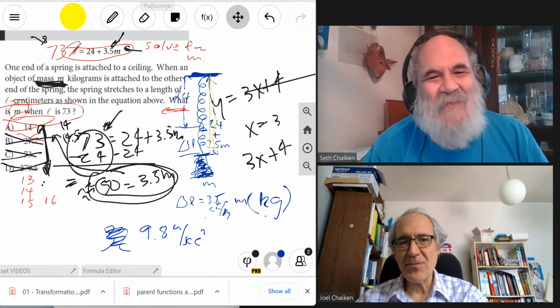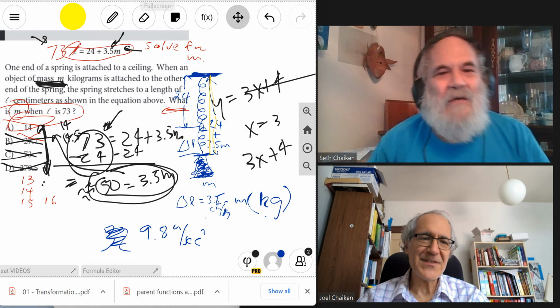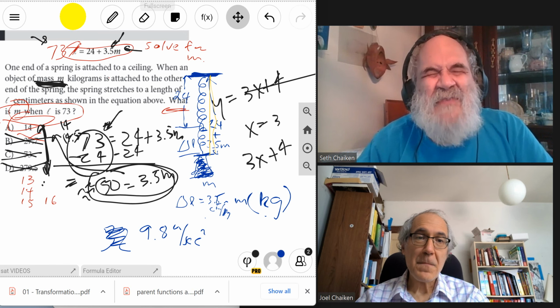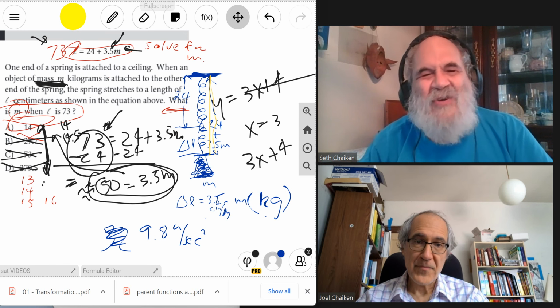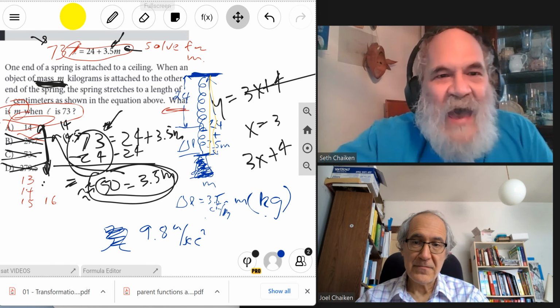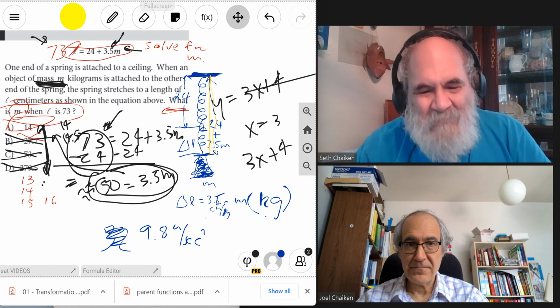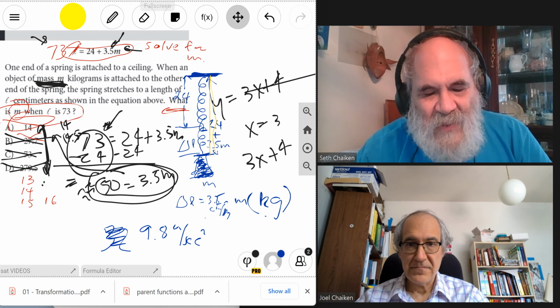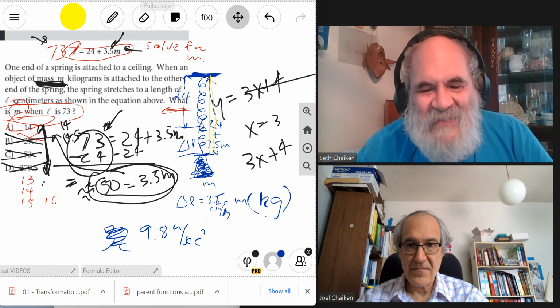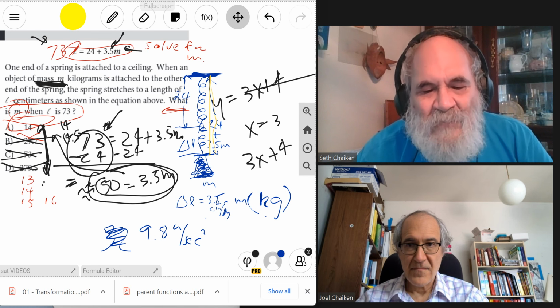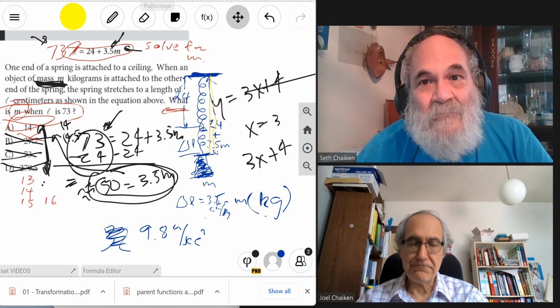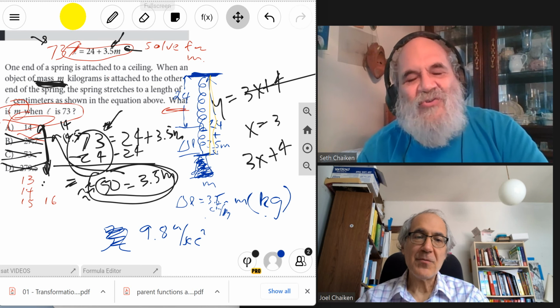But to get back to it, forgetting the physics for a moment: the physics is that for a so-called ideal spring, how much it stretches, the difference in length, is proportional to how much force you're pulling on it. And then there's something called the spring constant. It's called Hooke's law.